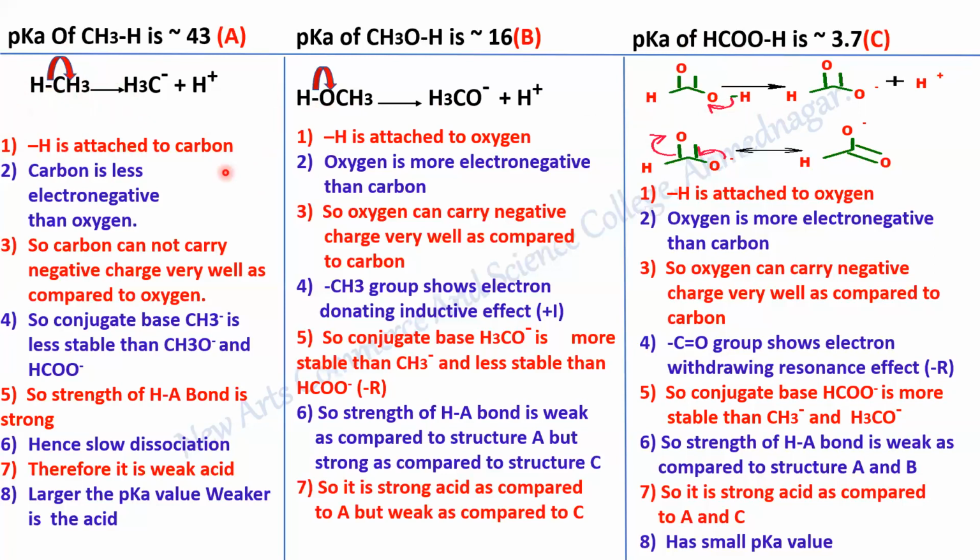What is the third factor? The third factor is the factors responsible for the stability of A. So what is A? A is the conjugate base. Which factors are responsible for the stability of A? Here the minus R group is responsible for the stability of A. So all these three factors are responsible for the acidity of the structures.